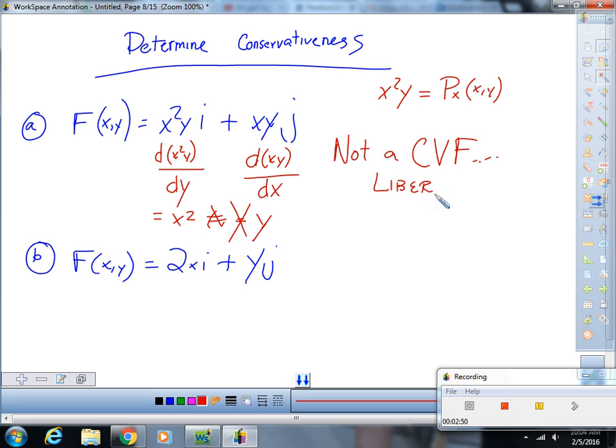As our third bell is calling it, that's a liberal vector field. I don't think you're ever allowed to use that in any other math class, but that's a good way to put not conservative.